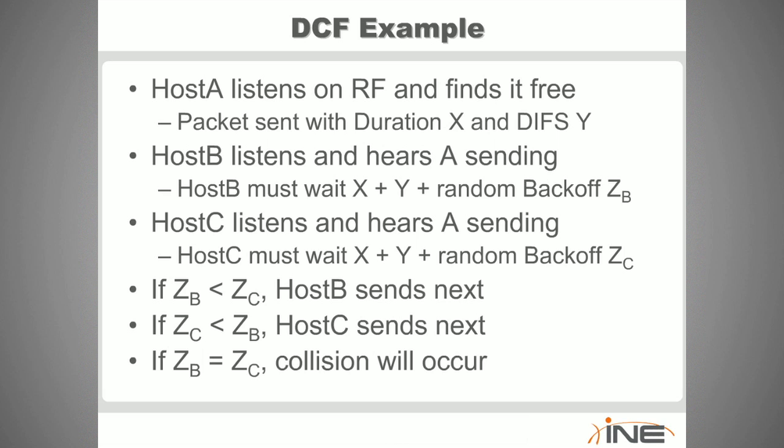So if host B chose a value that was lower than C, then host B ends up sending next. If host C chooses a value less than B, C is going to send next. If they choose the same value, which is unlikely but still possible, if B's random backoff and C's random backoff end up being the same, then the collision is going to occur.